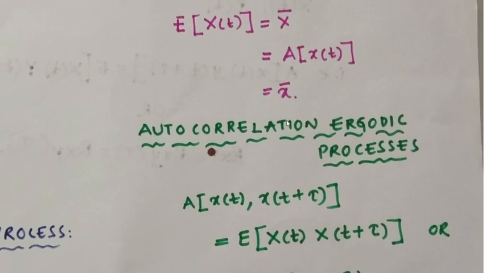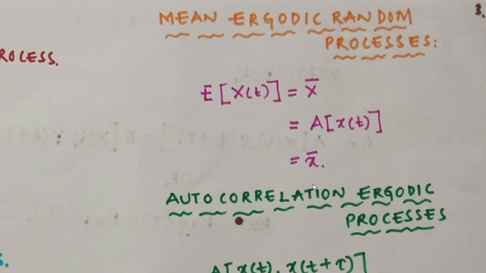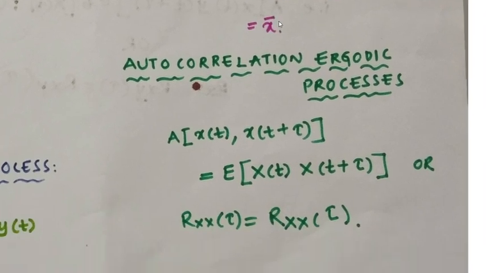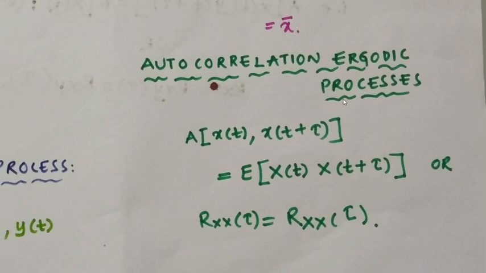I am going with the definition of the mean ergodic random process. A random process x(t) is said to be mean ergodic if the time average of any sample function x(t) must be equal to its statistical average, that is, the statistical average of the random process. If both are the same and constant, we can call it a mean ergodic random process.